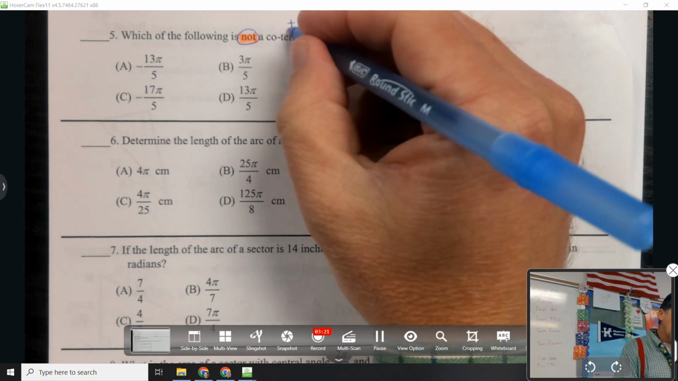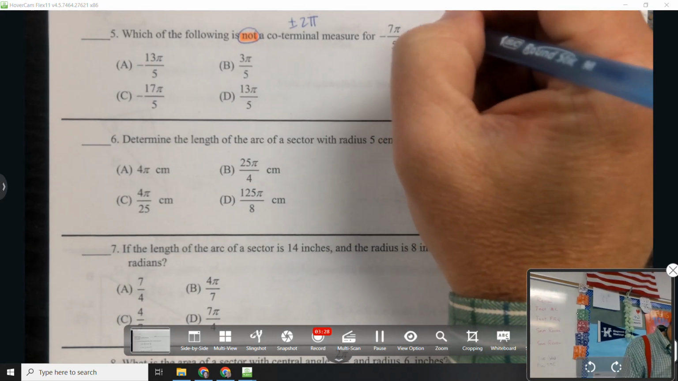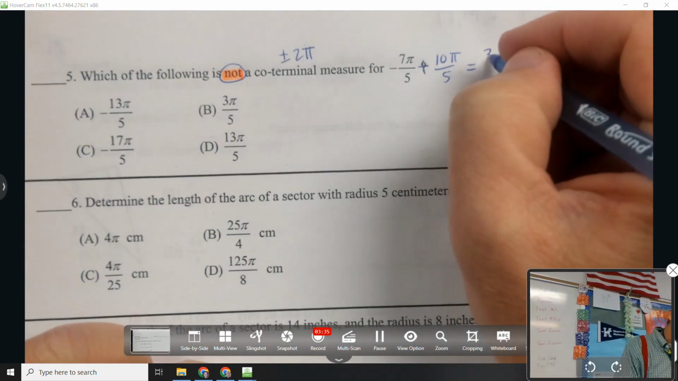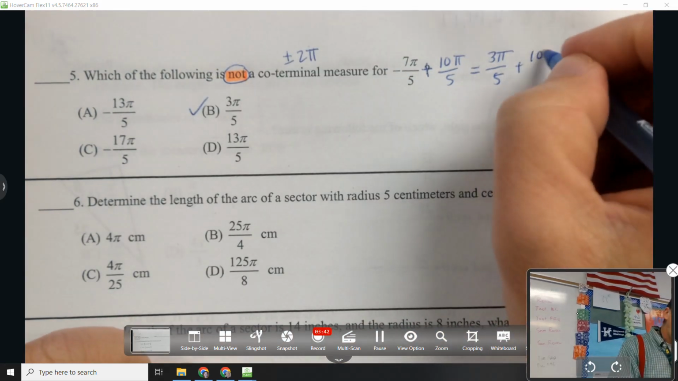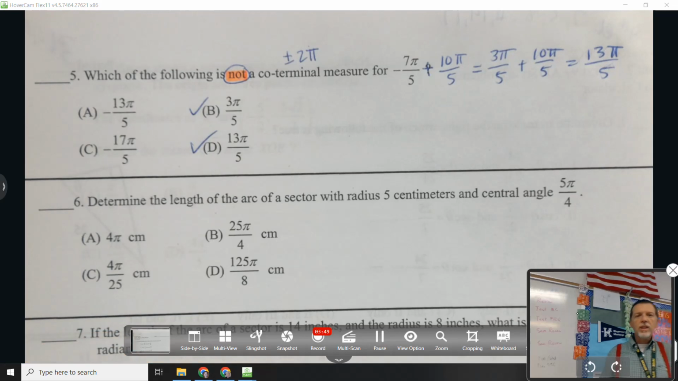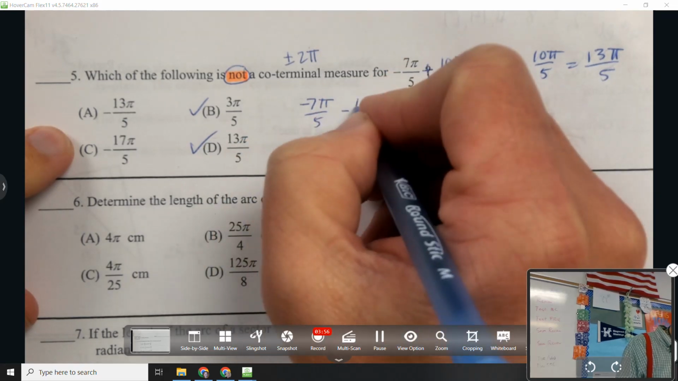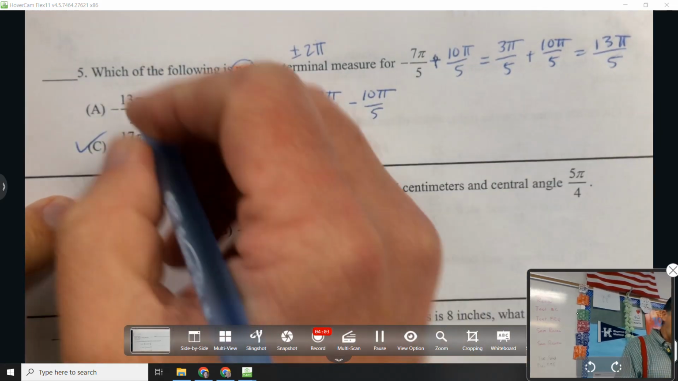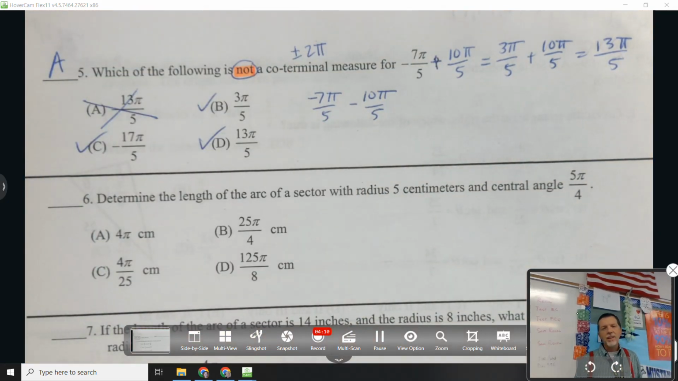Okay, coterminal means add or subtract 2 pi to get a same landing spot. So if I add 10 pi over 5, that gets me to 3 pi over 5. So B is good. If I add 2 pi again, I get 13 pi over 5. So D is good. The others are negative, so let's subtract and head back the other direction. So if I subtract 10 pi over 5, I get negative 17. And if I subtract again, I've already passed negative 13, so A is not coterminal, so it is my answer.